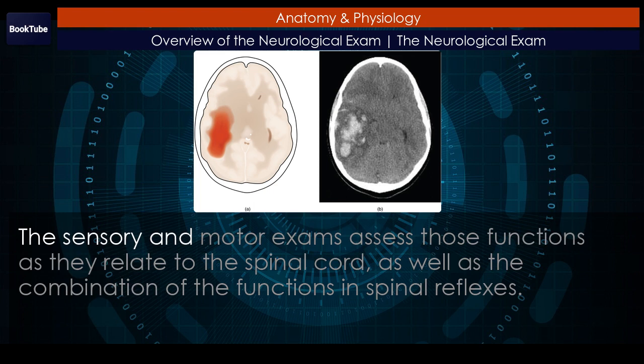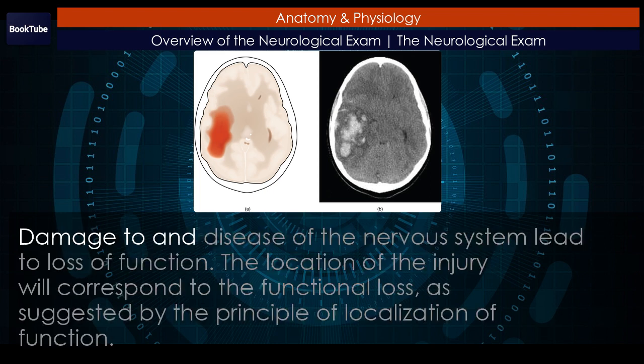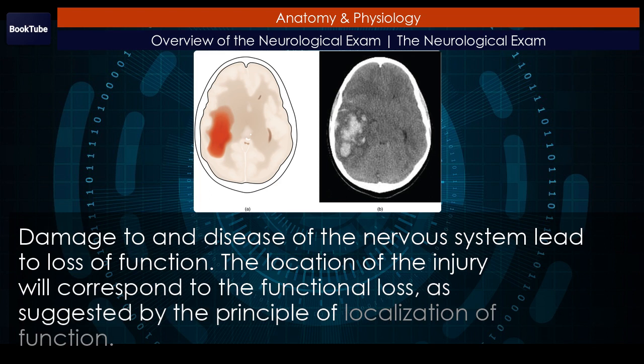The sensory and motor exams assess those functions as they relate to the spinal cord, as well as the combination of the functions in spinal reflexes. The coordination exam targets cerebellar function in coordinated movements, including those functions associated with gait. Damage to and disease of the nervous system lead to loss of function. The location of the injury will correspond to the functional loss, as suggested by the principle of localization of function.